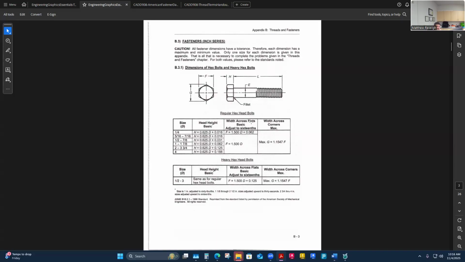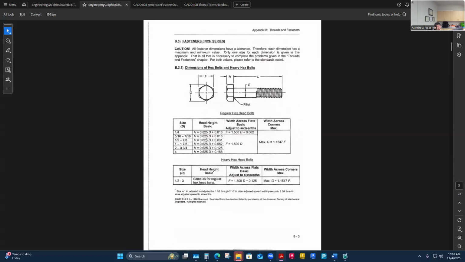We need the width across the flats, so it gives you this formula to figure that out. The width across the flats is the size of the tool that would slip over it. They call it variable F here, and that means it's 1.5 times D, the actual nominal size, plus a little bit extra. They've come up with this constant multiplier that you multiply the major diameter with, and then you have to add a little bit.